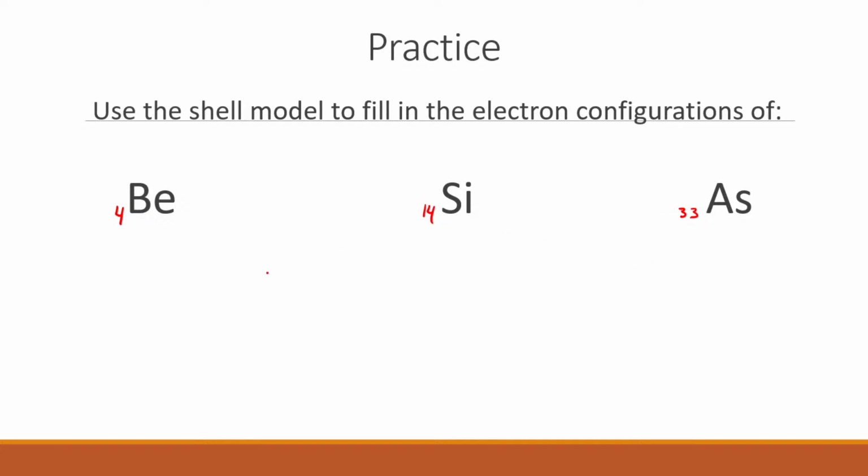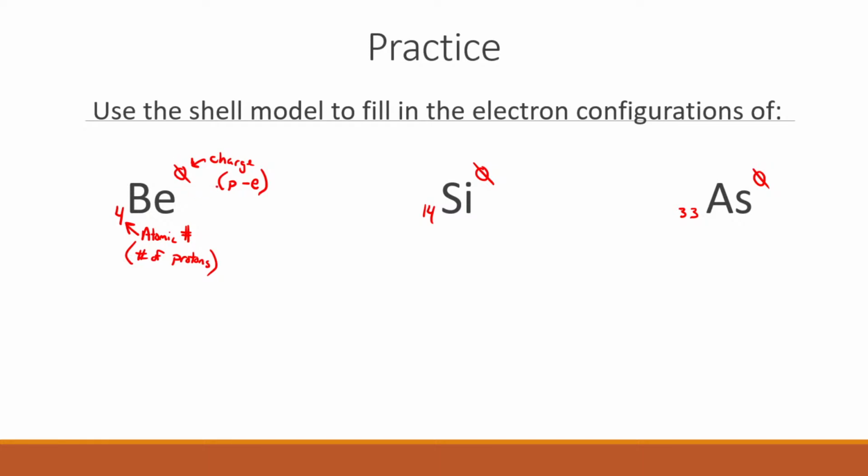When you are tasked with making an electron configuration, the most important number, or the two most important numbers, are going to be the ones in the bottom left and upper right corners. The bottom left is the atomic number, which is equal to the number of protons. And the number in the upper right-hand corner is the charge, which is equal to the number of protons minus electrons.